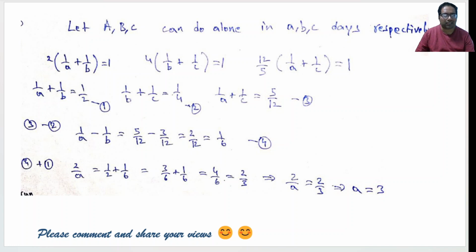Now, B and C capacity also we can calculate likewise. We can just substitute this a in these other equations, then we'll get b and c.